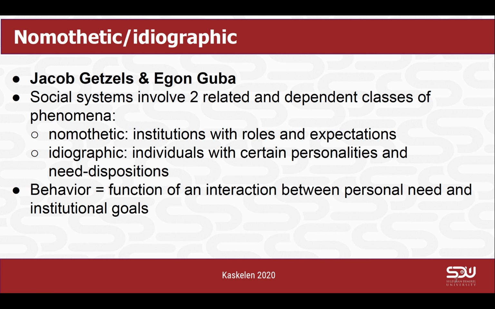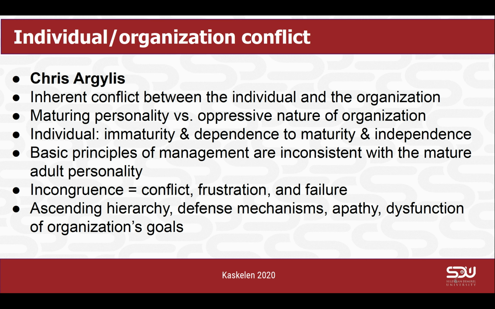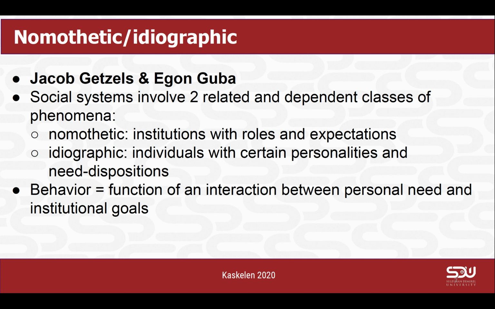According to Getzels and Guba, people's behavior is a function of an interaction between personal needs and institutional goals, right? So when there is conformity to the institution, its roles, and its expectations, the result is organizational effectiveness. Whereas when the conformity is towards individuals, their personalities, and their needs and dispositions, then individuals are efficient. This is related to the individual organization conflict, but it really makes it more complex and more nuanced.